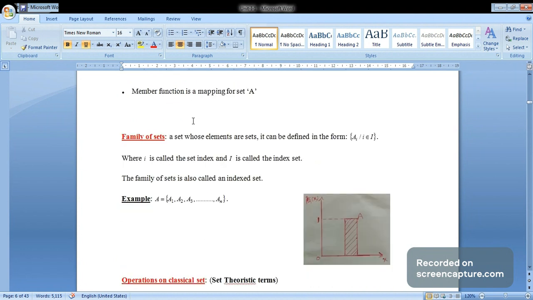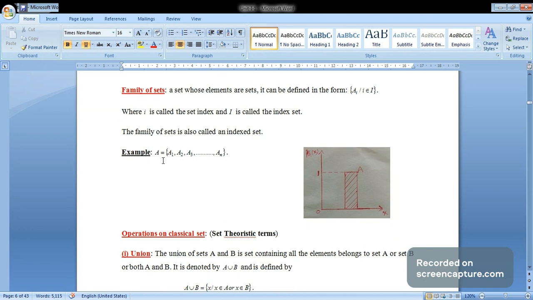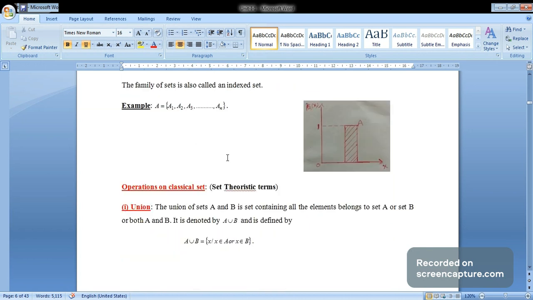Okay, next we define the family of sets. A set whose elements are sets can be defined in the form Ai for i belongs to I. Here small i is called the index and capital I is called the index set. Family of sets means Ai such that i belongs to I. The family of sets is also called the indexed set. For example, A equal to {A1, A2, and so on up to An}.